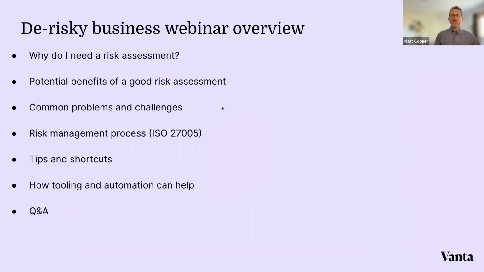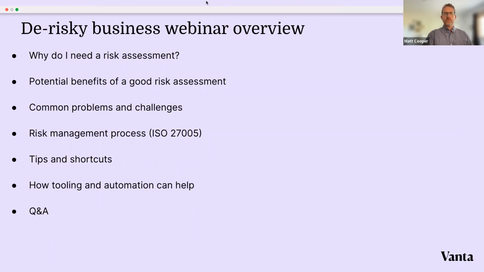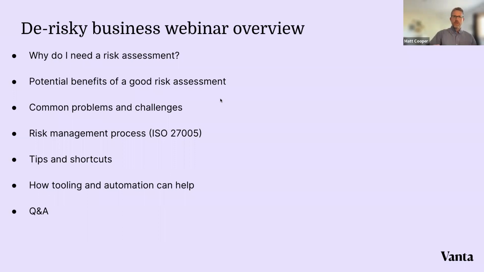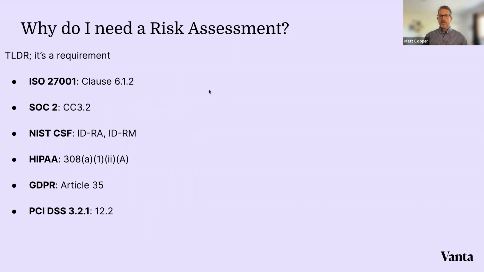Okay, my next slide is the real agenda. So this is what we're going to cover today. Number one, why do I need a risk assessment? Two, what are the potential benefits of a good risk assessment? Three, common problems and challenges. Four, we're going to talk about the risk assessment process, and we're going to leverage ISO 27005. Five, we're going to do some tips and shortcuts. And then lastly, we're going to talk about how tooling and automation can help us.